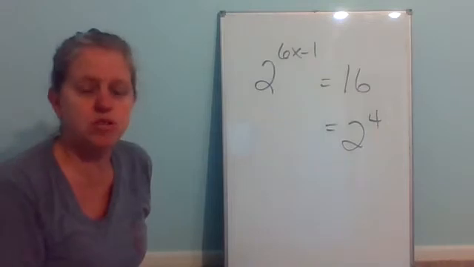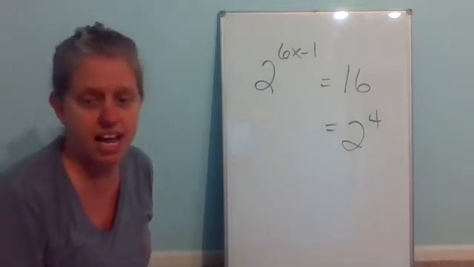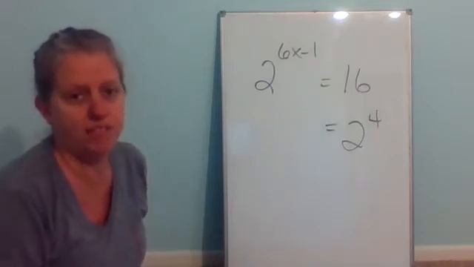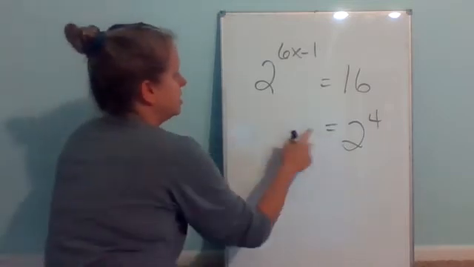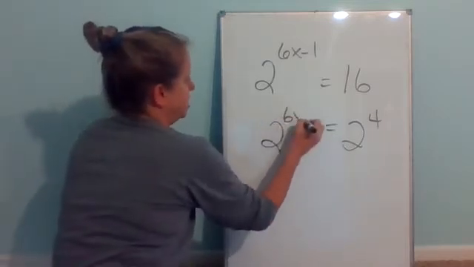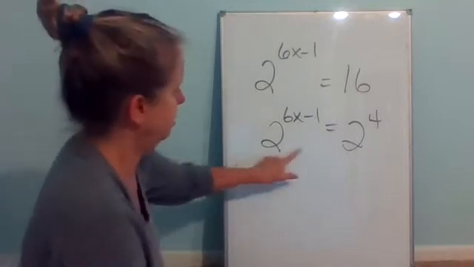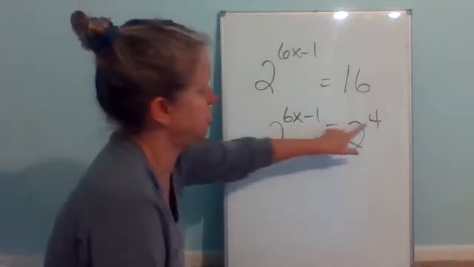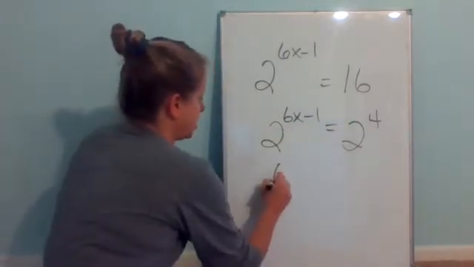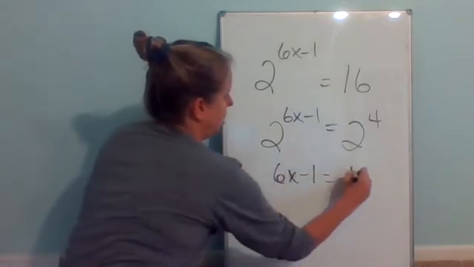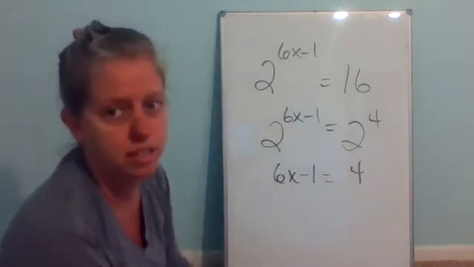So I don't have to use the log on both sides. You can. It will work. You just don't have to. Because I can rewrite this side to have the same base as the left. If they're the same bases, then just set up their exponents to equal each other. So 6x minus 1 equals 4.